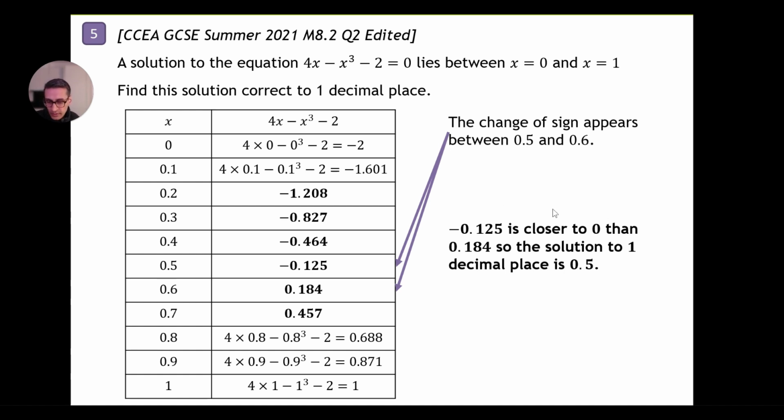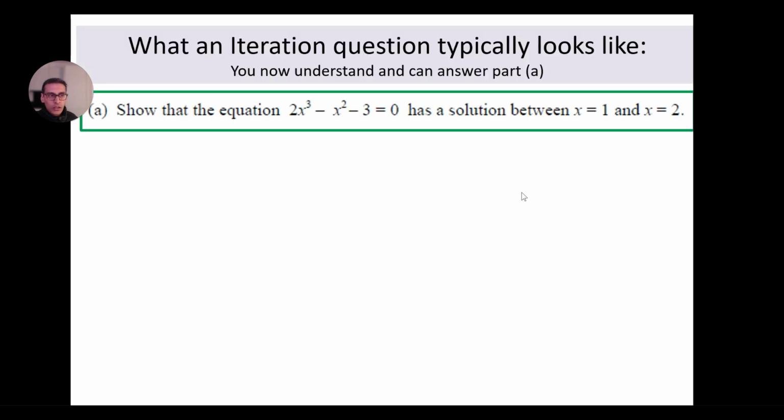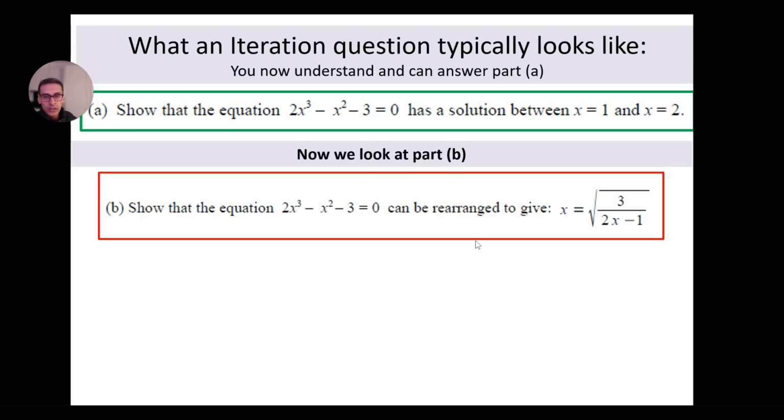Now that covers part A of iteration. These questions are very standard. You're always given the 2 x values to try, and you just follow those steps. So just to recap, that is what part A looks like. And now we're going to look at part B. So it says, show that the equation, and then you're given an equation, can be rearranged to give something else. And you're going to spot the link between these two. It is just rearranging. So part B is what we're going to look at next.